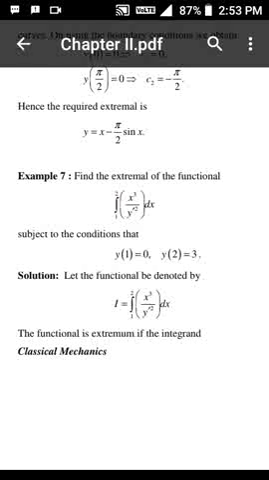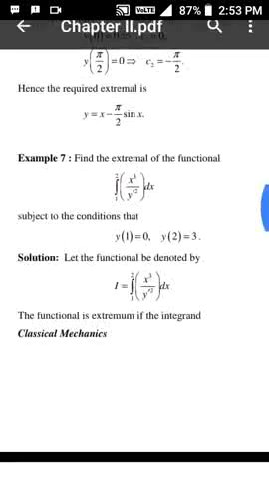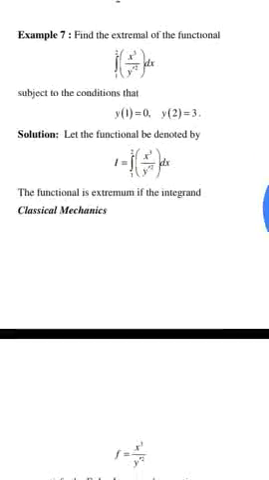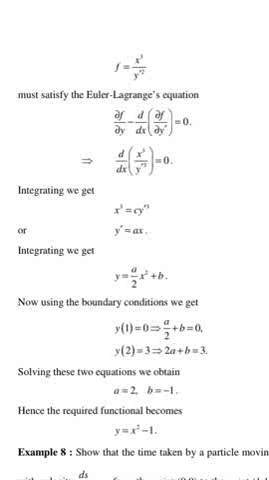We have the extremal, the functional I is equal to integral from 1 to 2 of x cube divided by y dash square dx. The functional should be an extremum if the integrand f is equal to x cube divided by y dash square satisfies the Euler-Lagrange differential equation, that is, del f by del y minus d by dx of del f by del y dash is equal to 0.